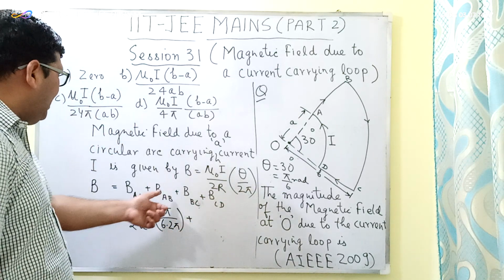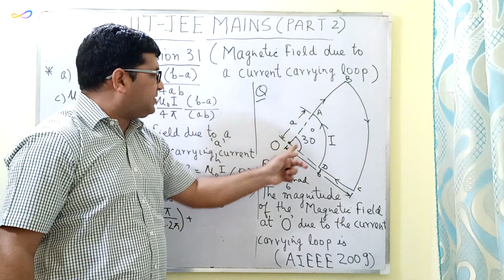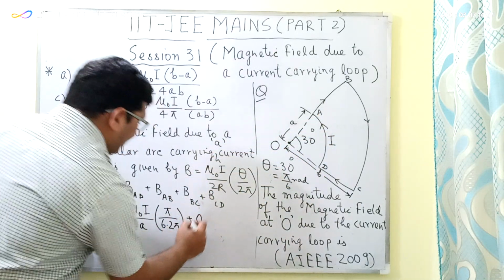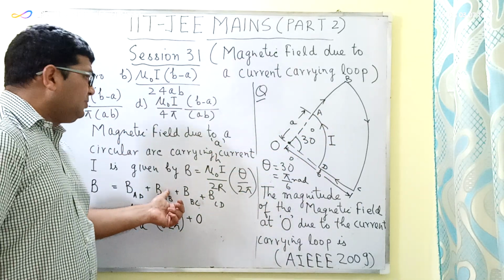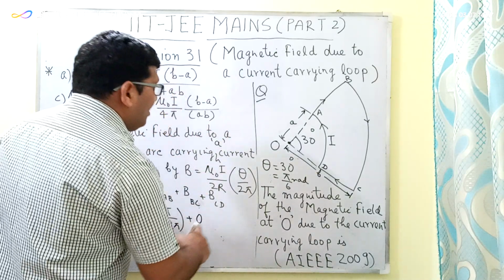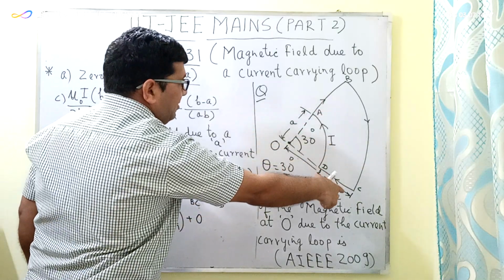Plus the magnetic field due to this segment AB. Now in this case, the value of theta will be equal to 0. Therefore the magnetic field due to this segment AB will be equal to 0. Now we have to find the value of the magnetic field due to this arc BC.